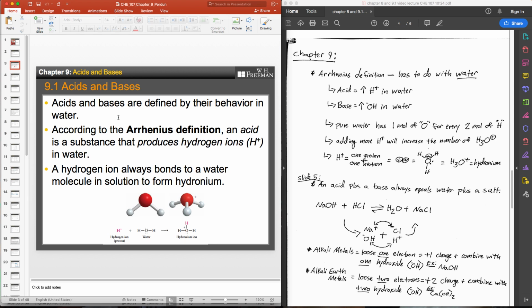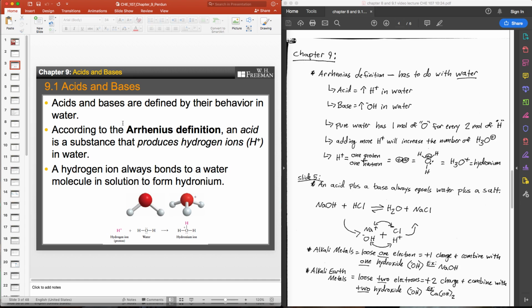And so acids and bases, right? Introduction to what is an acid and what is a base. We have a few definitions that we have to memorize, okay? They're defined by their behavior in water. An acid and a base will behave differently depending upon how they are added to water. And so we have this first definition that we'll introduce, and this is probably the easiest one to understand.